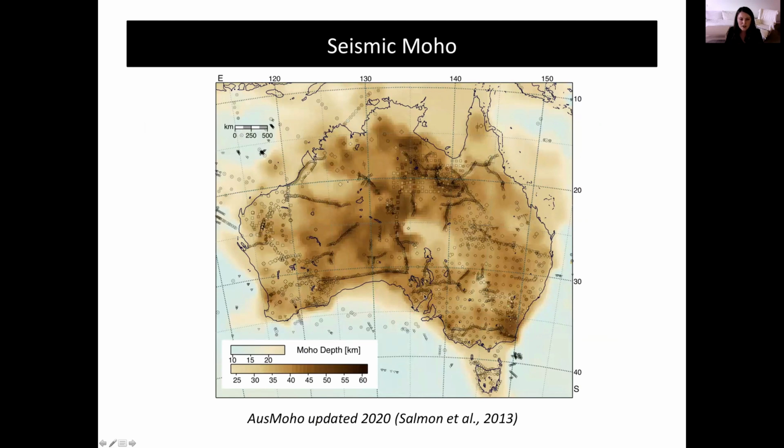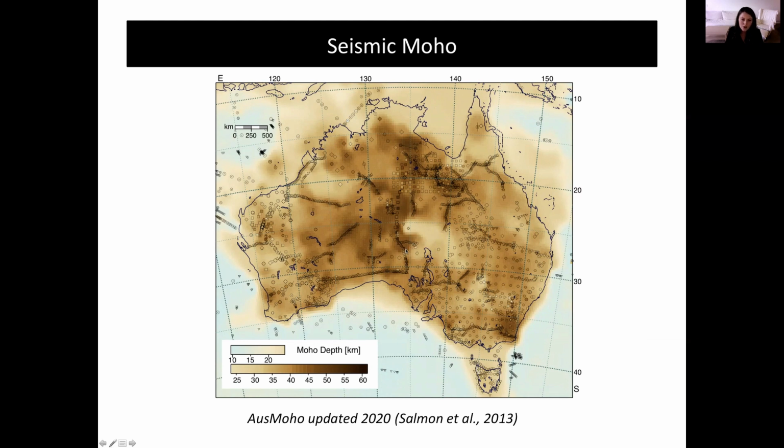Another interesting feature of this region is the Moho. Here I'm showing a map of the Moho model updated last year by Salmon et al. And in the Lake Eyre Basin region, we have predicted some of the thinnest crust in Australia, or the shallowest Moho, with depths of 25 kilometers or less, although there are very few measurements that have been made in this region, with only a couple of symbols.